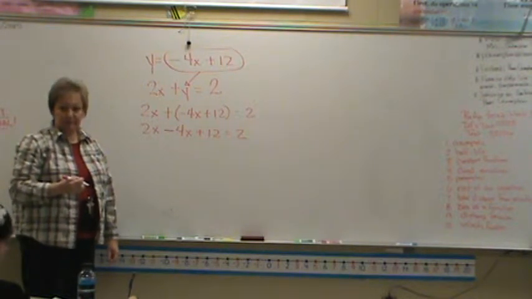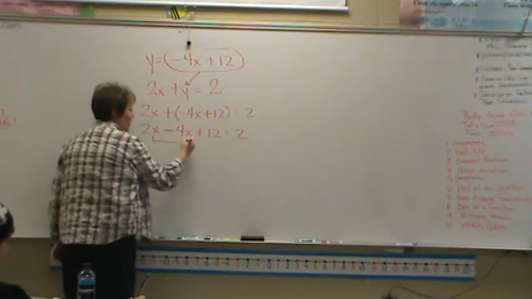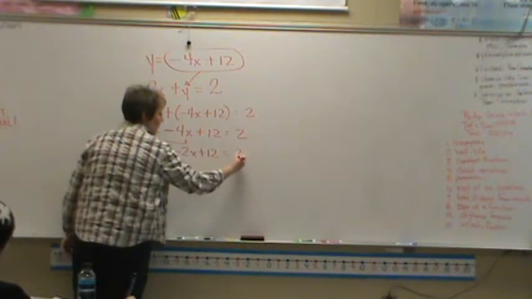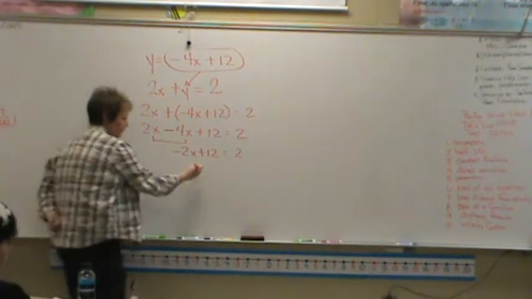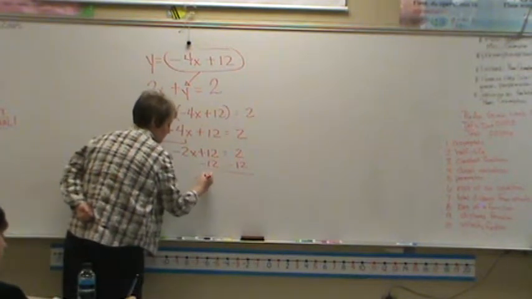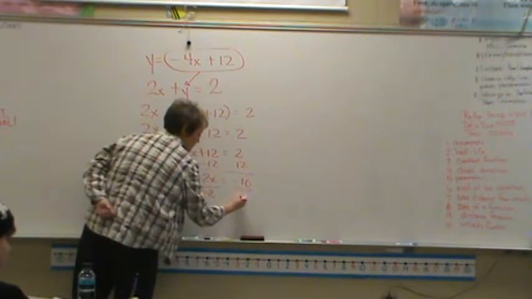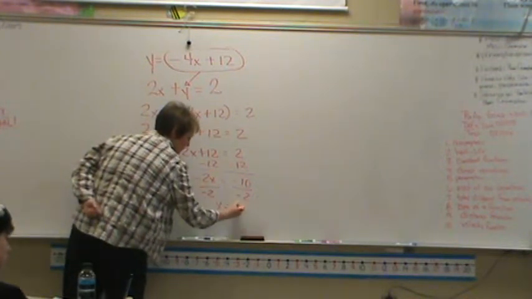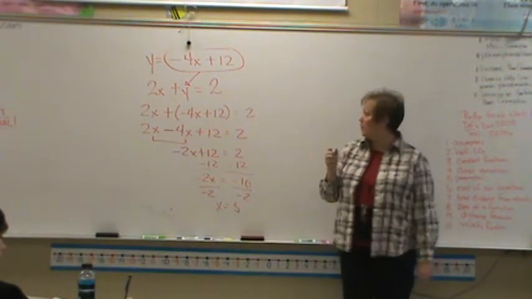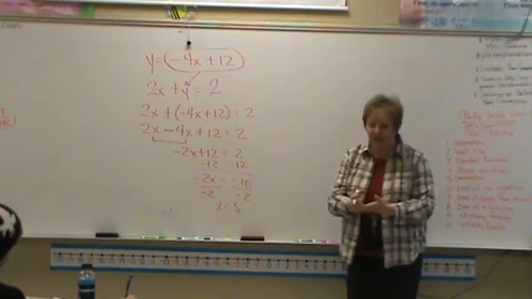Now what? Didn't you combine like 2x and 4x? Yes, and what do I get when I combine my like terms? Negative 2x plus 12 equals 2. Keep going. Subtract 12. Negative 2x equals negative 10. Divide by negative 2. X equals 5. Wow, that's a coinky dink. I didn't plan on x equaling 5 in two different ones. Now we know half the story.